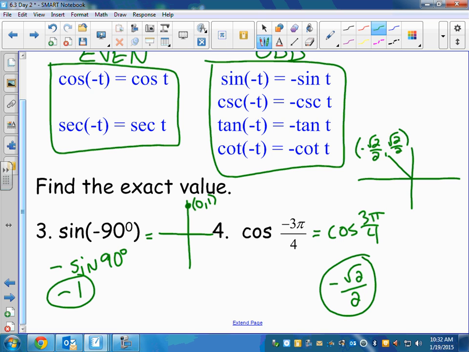So again, it's why knowing your unit circle is helpful. Going over those rules is supposed to be helpful. You can always just add 2π or 360 degrees and make it a positive angle and get the same answer.